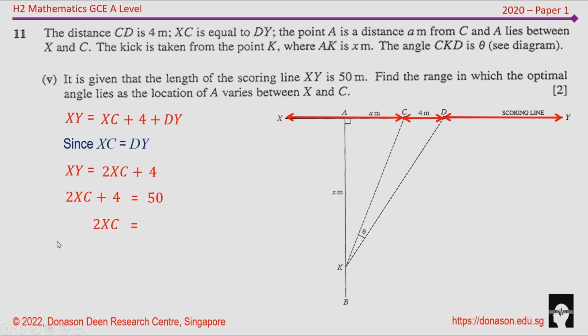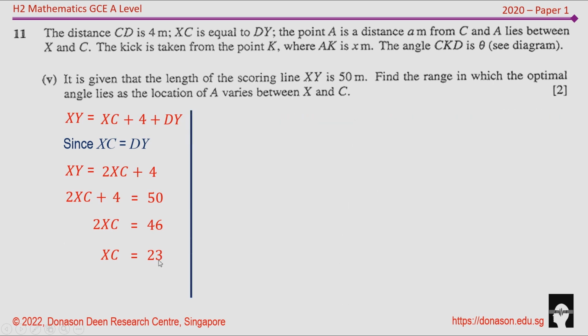50 minus 4 is going to become 46. And if 2XC is equal to 46, the length of XC is going to be half of 46. That's going to become 23. So that will be the length of XC.